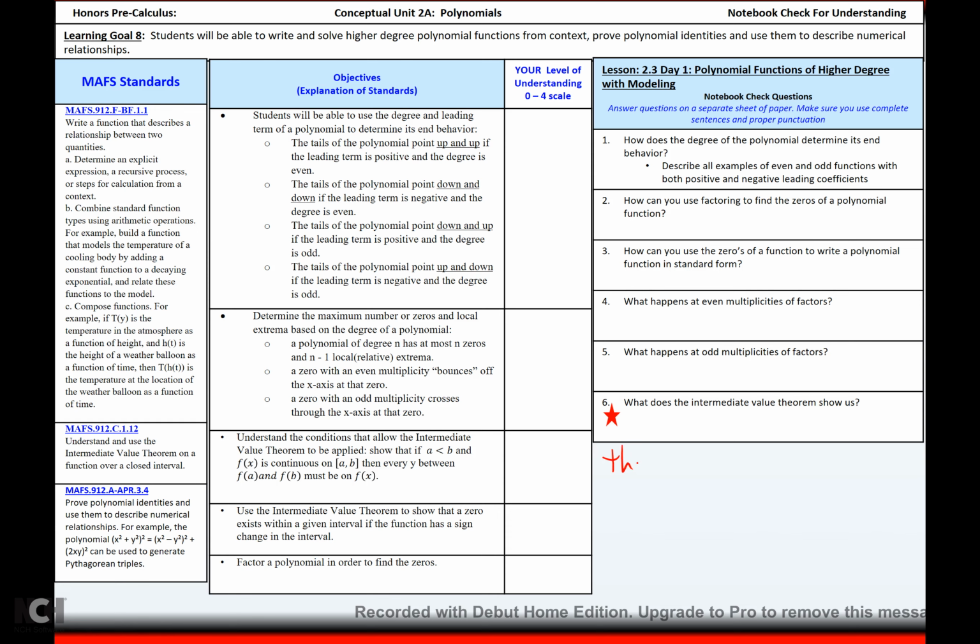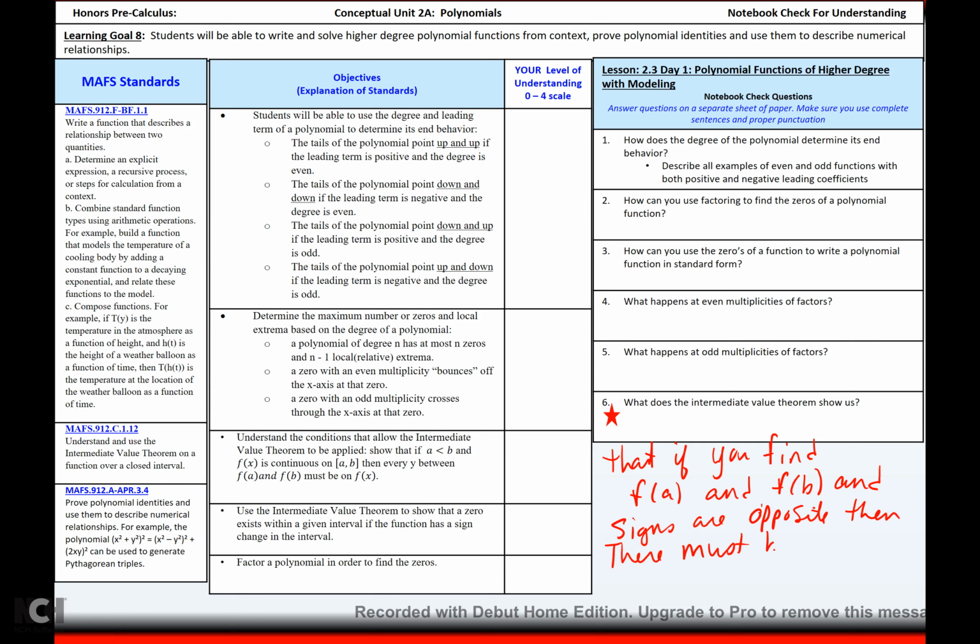That if you find f of a and f of b and the signs are different, let's say opposite, then there must be a zero between x equals a and x equals b.